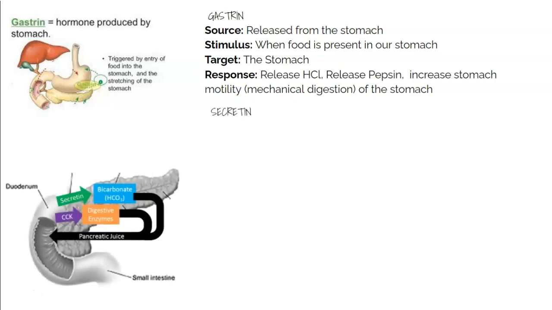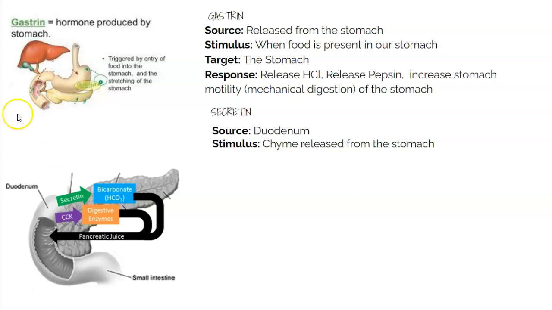Another really key important hormone is called secretin. So you can see it's right here, okay, secretin. And secretin's source is the duodenum, and it is released into our body when the food, or the chyme, from your stomach is released into the duodenum. So you have a little sphincter right here. It's a little doorway, okay?